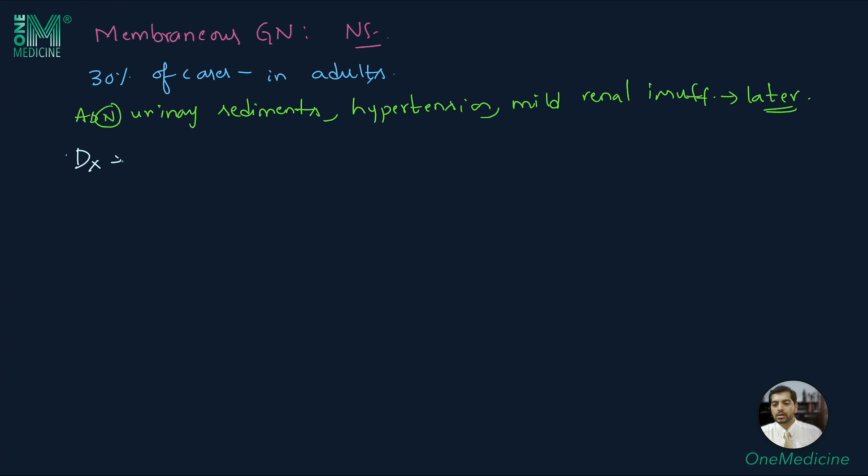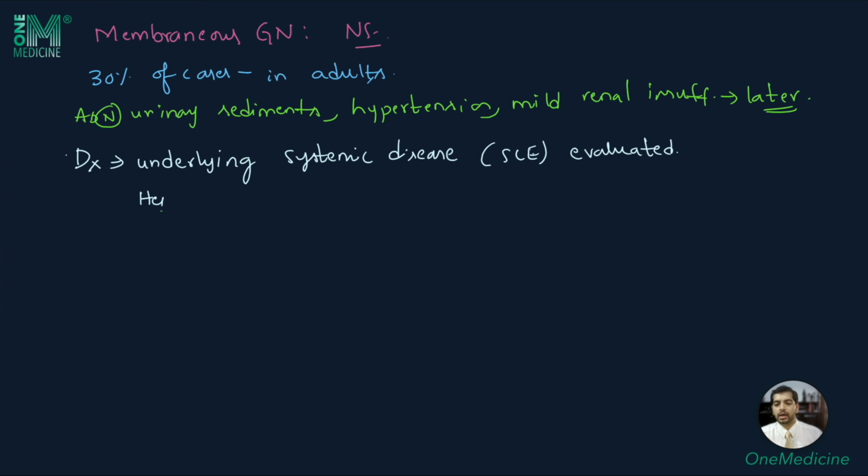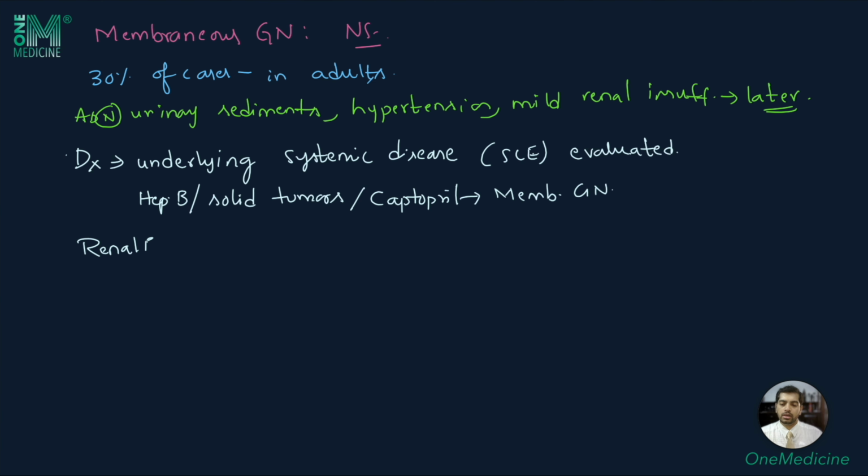In diagnosis, an underlying systemic disease such as SLE must be evaluated. There can even be hepatitis B or solid tumors, or even exposure to medications like captopril, which can cause membranous glomerulonephritis. Renal biopsy can show subepithelial IgG deposition.